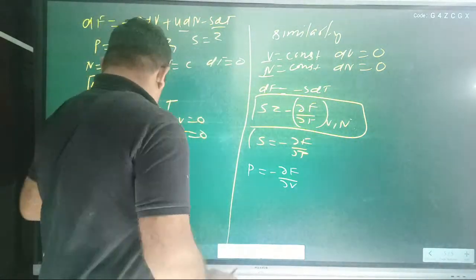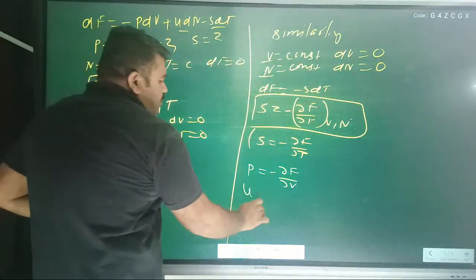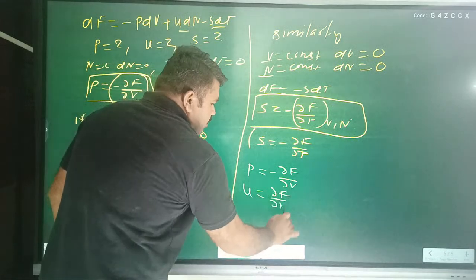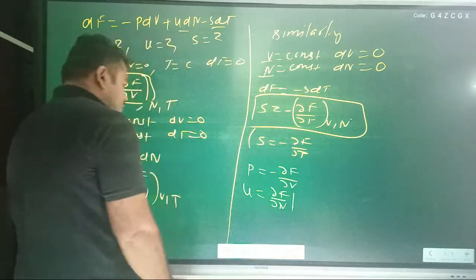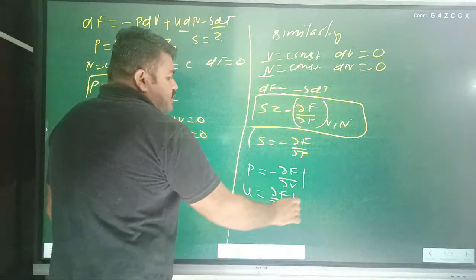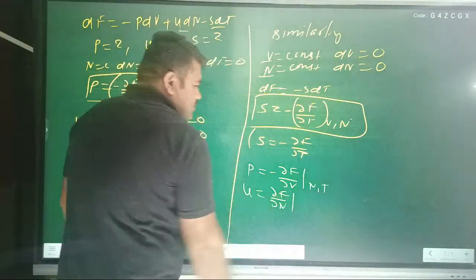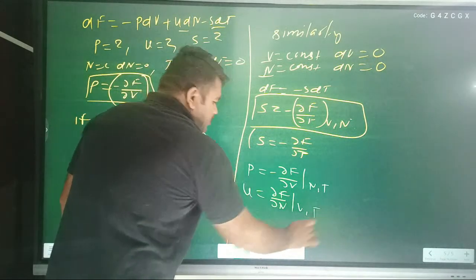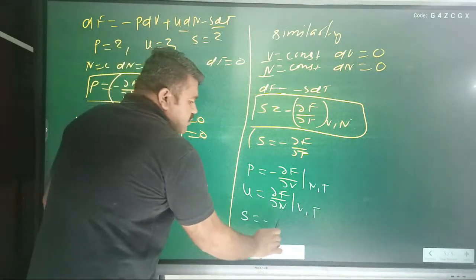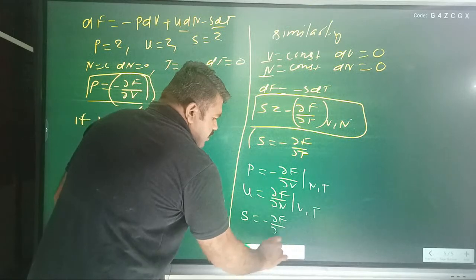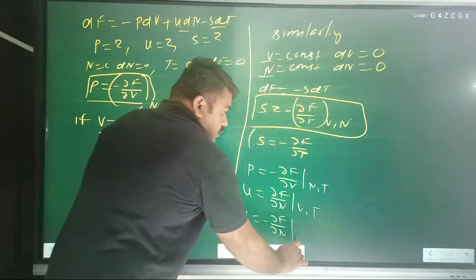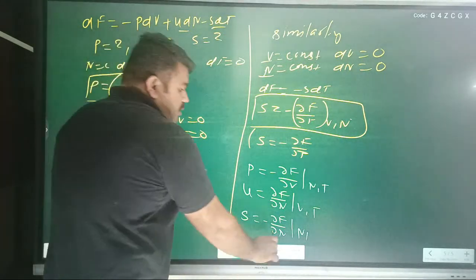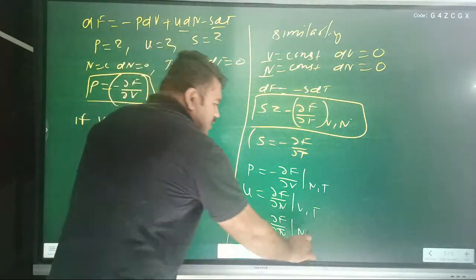Next, chemical potential formula. Chemical potential is equal to ∂W upon ∂N at constant volume and temperature. And entropy S is equal to minus ∂W upon ∂T at a constant number of particles and volume.